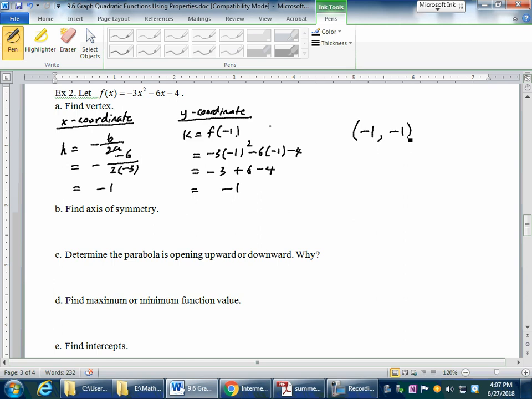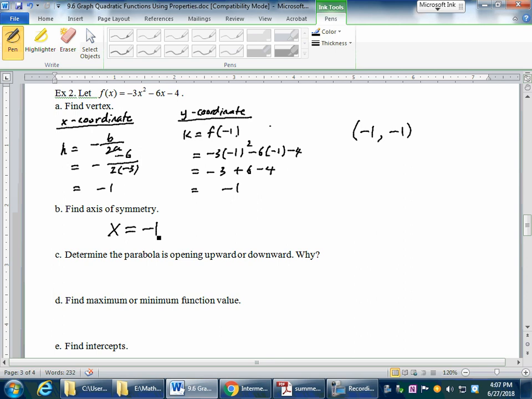The axis of symmetry is a vertical line that passes through the x coordinate of the vertex, so therefore it must be x is equal to -1. So in these two examples so far, coincidentally, my axis of symmetry is the same. Now the next question is whether the parabola is going to open upward or downward.